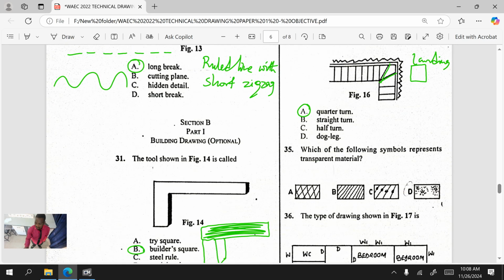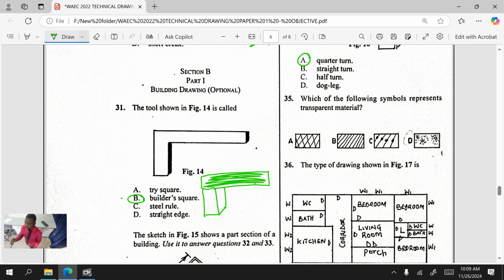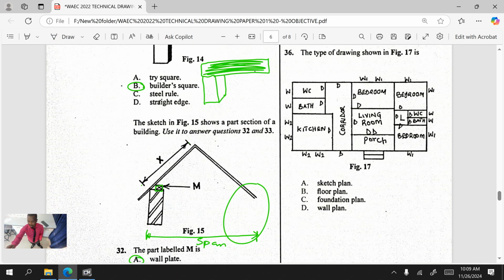For question 35, the following symbols represent transparent material. What is the symbol for representing transparent material? It is C, please. It is C, option C. That's just the symbol we use for representing transparent material. So we'll go to 36.